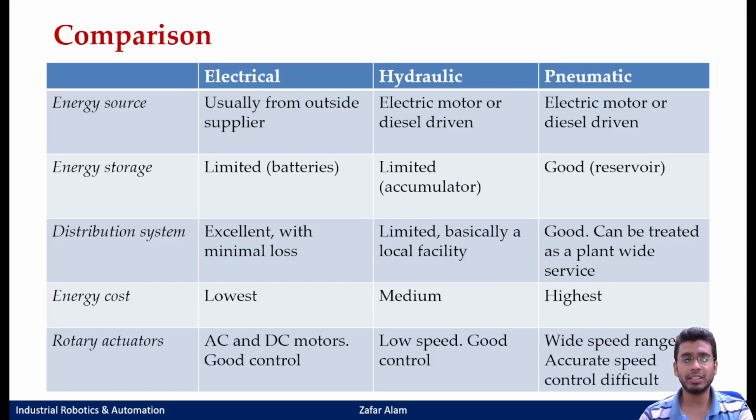In a pneumatic system, if you compare it to electrical and hydraulic, it is in between; it is good. It can be treated as a plant-wide service. For example, you have a central compressor source, and from there all your pressurized gas is run through pipes, and from those pipes you can take different outlets to run different components.